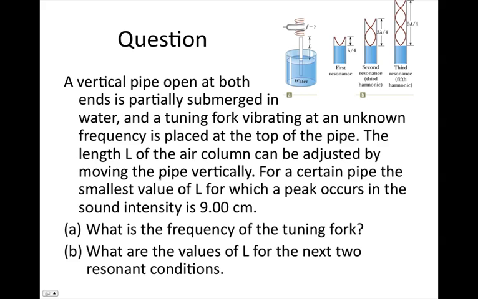Okay, another question. A vertical pipe open at both ends is partially submerged in water and a tuning fork vibrating at an unknown frequency is placed at the top of the pipe. The length L of the air column can be adjusted by moving the pipe vertically. For a certain pipe, the smallest value of L for which a peak occurs in the sound intensity is 9 centimeters. A, what is the frequency of the tuning fork? And B, what are the values of L for the next two resonant conditions?